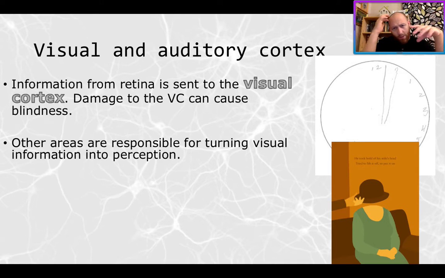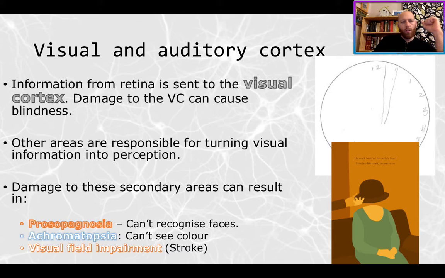However, other areas located near the visual cortex are responsible for perception. Being able to see is not the same as perceiving something. Okay, so that's quite a complex idea. So you could stop the signal from reaching your visual cortex. You will have seen the thing, but you will not have perceived the object.